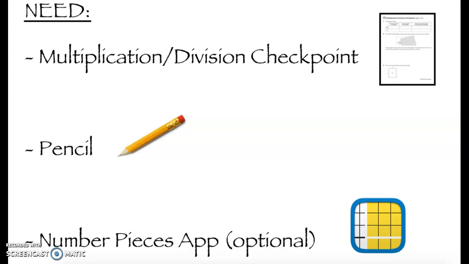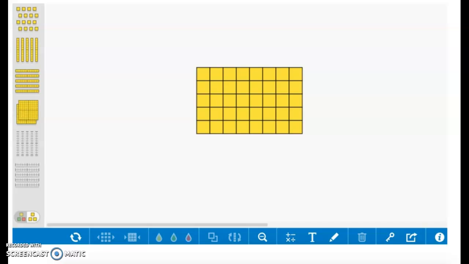What you'll need in order to complete this lesson is the multiplication and division checkpoint. This may be a paper copy or may have been provided by your teacher electronically. If completing a paper copy, you'll also need a pencil. Finally, you can use the Number Pieces app. Though optional, the Number Pieces app is a wonderful way to use manipulatives. Our Number Pieces app allows us to construct virtual manipulatives using number tiles. The number tiles may represent several of the problems that you encounter. Feel free to use it at any time.